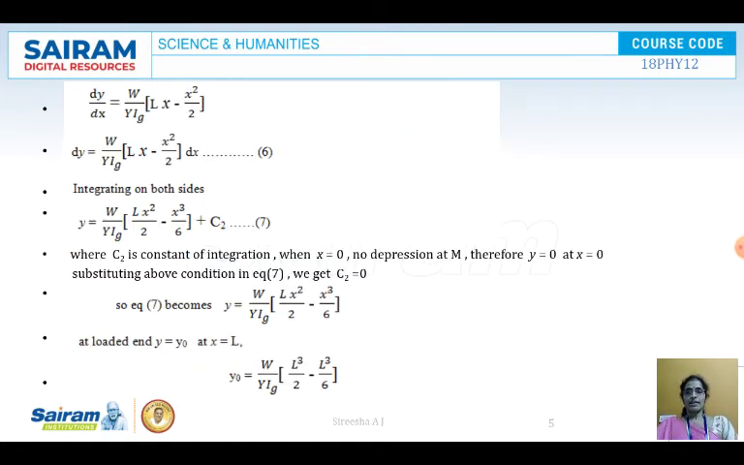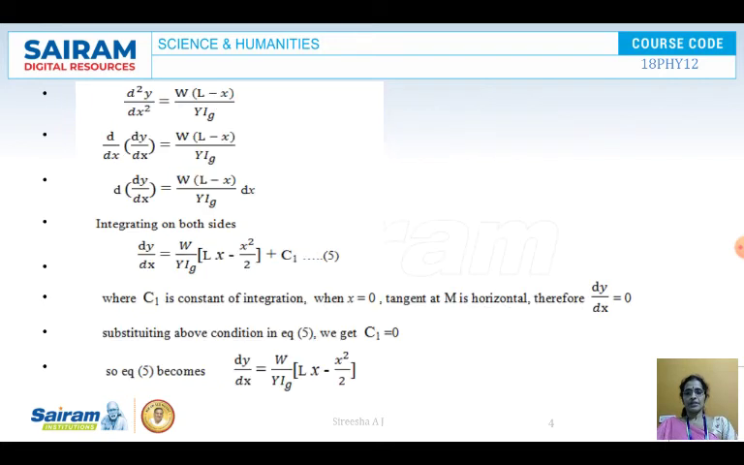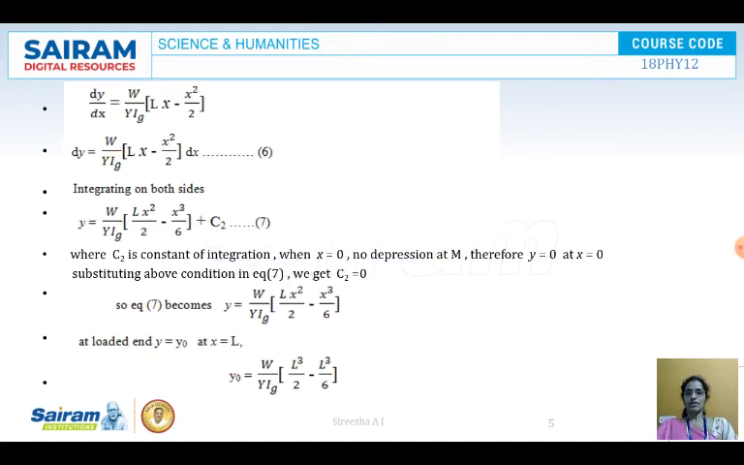Next, the same equation I have written here, the same as in the last equation: dy by dx is equal to w by YIg into (lx minus x square by 2). I have taken it for continuation. Now, rearranging the terms again to integrate, the denominator of LHS goes to the numerator of RHS by cross multiplication. Therefore, dy is equal to w by YIg into (lx minus x square by 2) into dx.